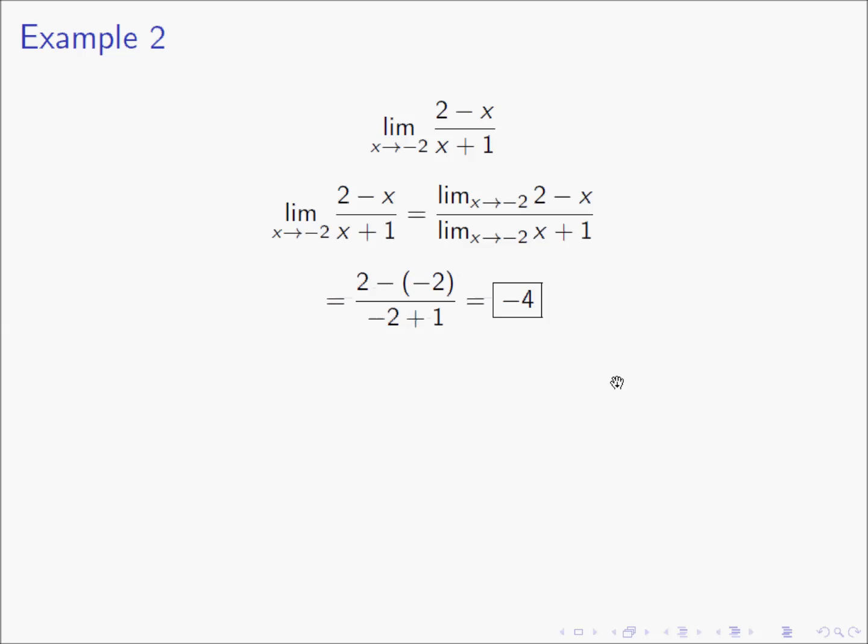So you can see that solving limits using these simple properties is very easy. It is just like solving simple algebra problems.